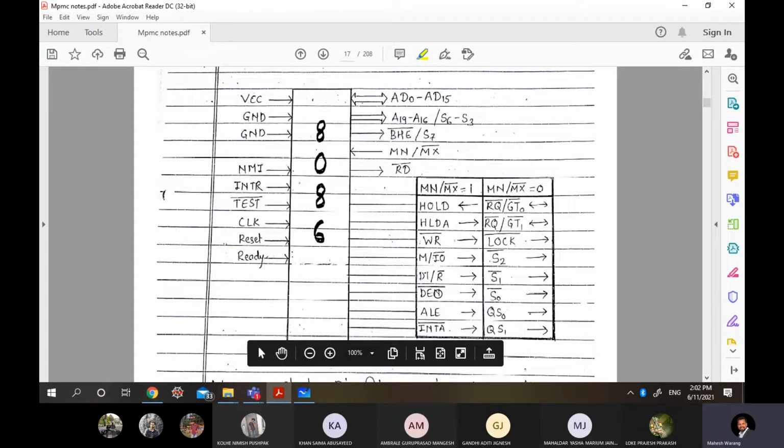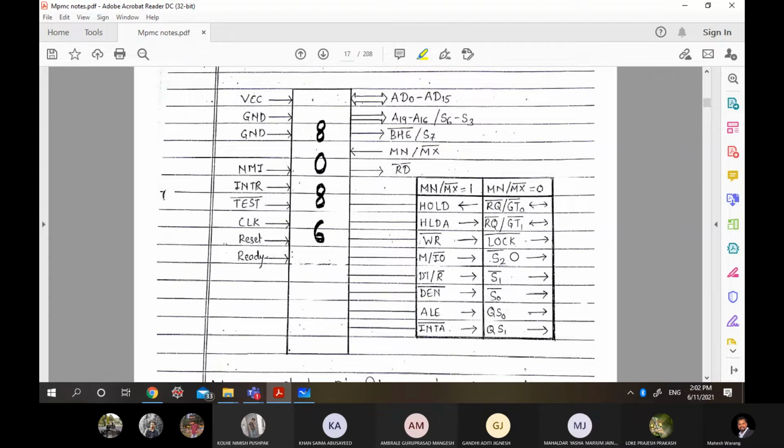Now how will we interface? Though we do have that latch and all, who will be giving the control signal to that? Who will give ALE for the latch? Then who will give M/IO bar and WR bar for the decoder? Are you getting my question? Okay, so that is all happening when I'm just connecting this to the maximum mode.